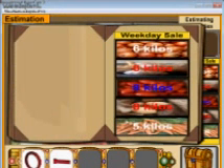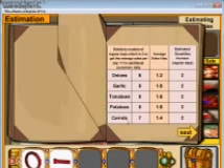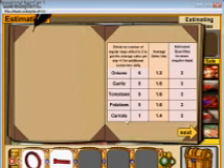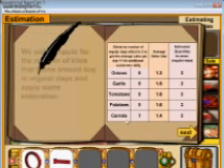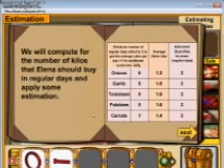Oh, the book again. The magic book. As you can see, here is the table of the grocery items she had. We will compute the number of kilos that Elena should buy on regular days and apply some estimation. So we can see a table where the first column is the items and the second column is how many kilos she should buy.